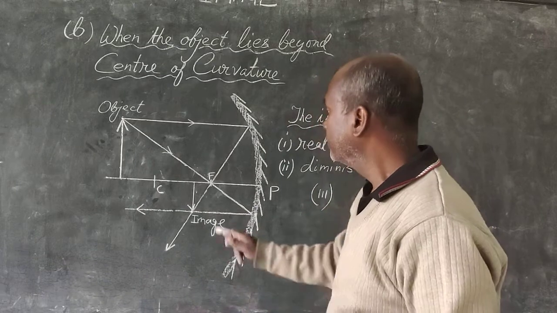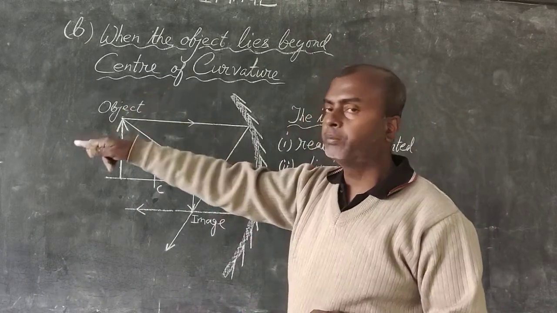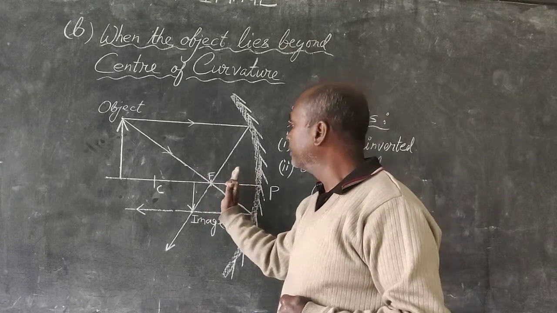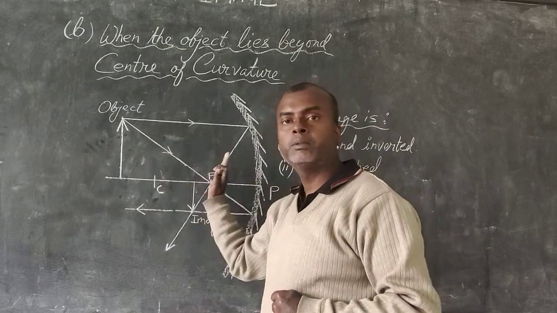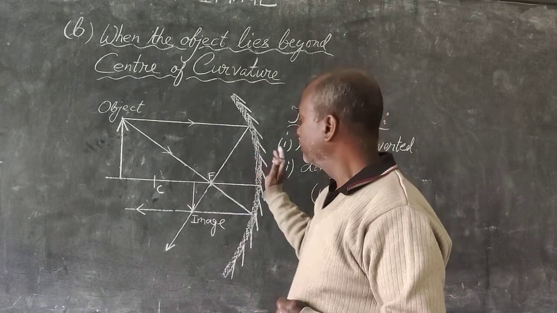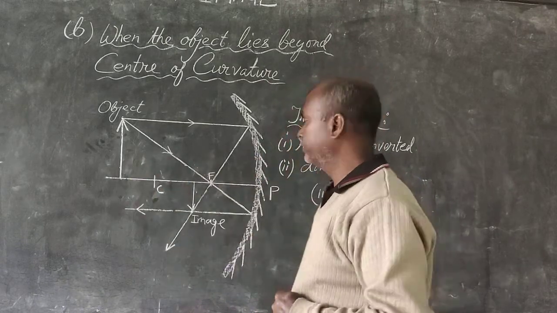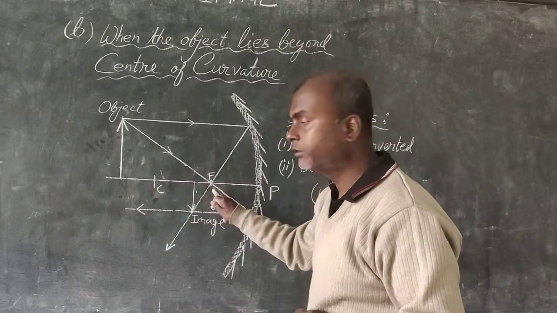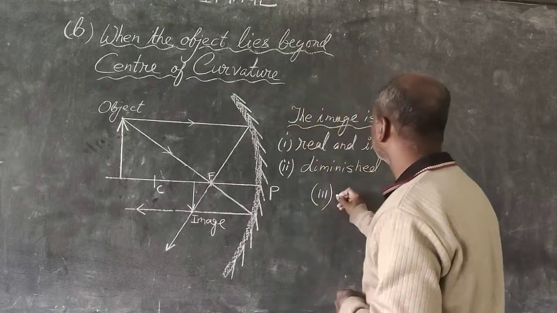As I showed you, no? In the previous case, where was the image? Image was at focus. Now it has shifted a little bit because the object has been brought closer to the mirror. Now the image is moving away from the mirror. So right now, where is the image? Between C, that is center of curvature, and F, that is focus.